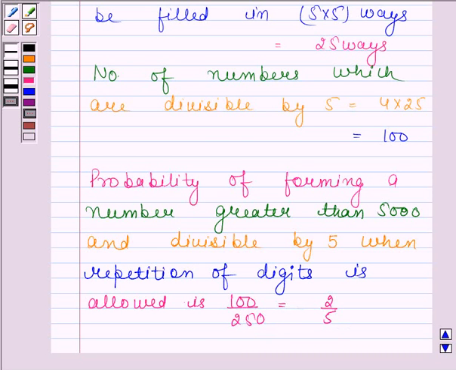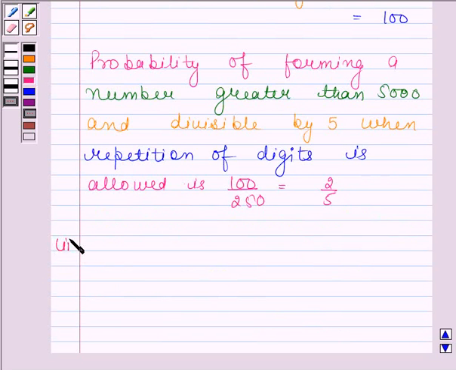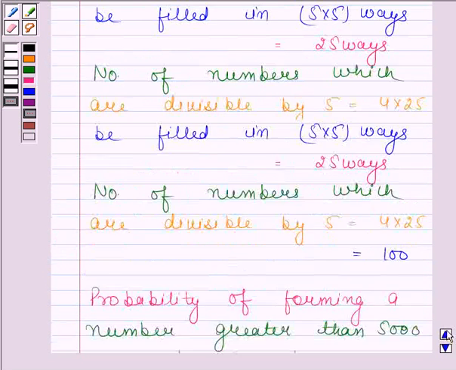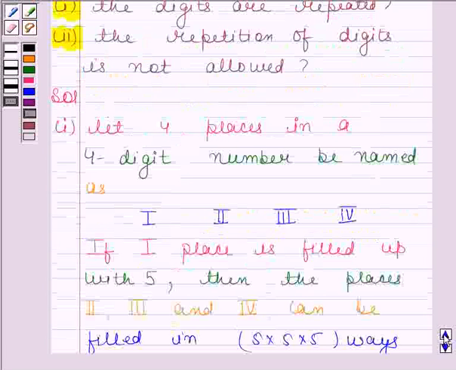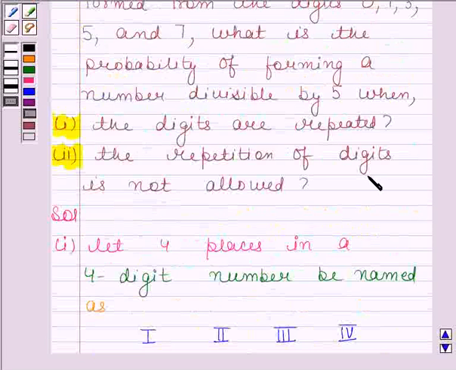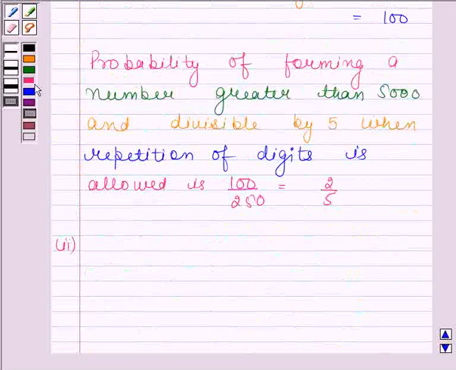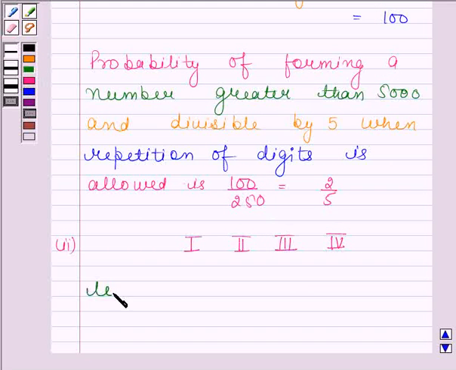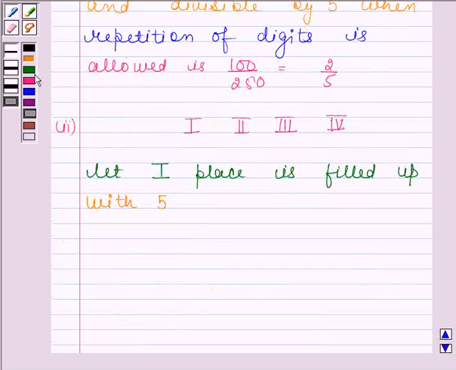Let's now move on to the second part. In the second part, we have to find the probability of forming a number greater than 5000 and divisible by 5 when repetition of digits is not allowed. We have four places, first, second, third, and fourth. Now let first place is filled up with 5.